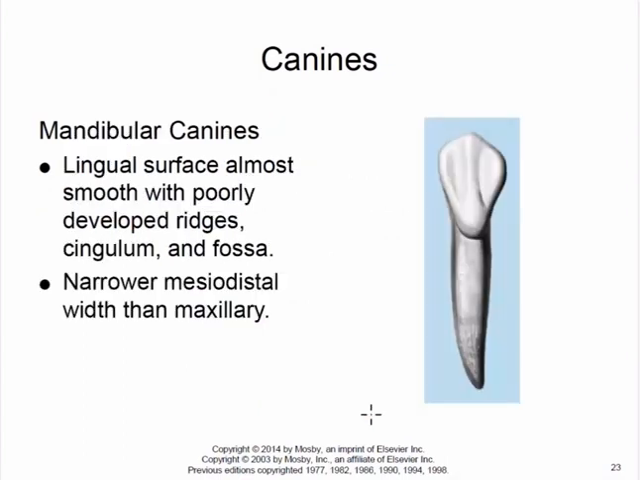Mandibular canines tend to have less mesiodistal width compared to maxillary, and we will have a poorer, less developed cingulum, less developed ridges, and a less developed lingual ridge. Okay.